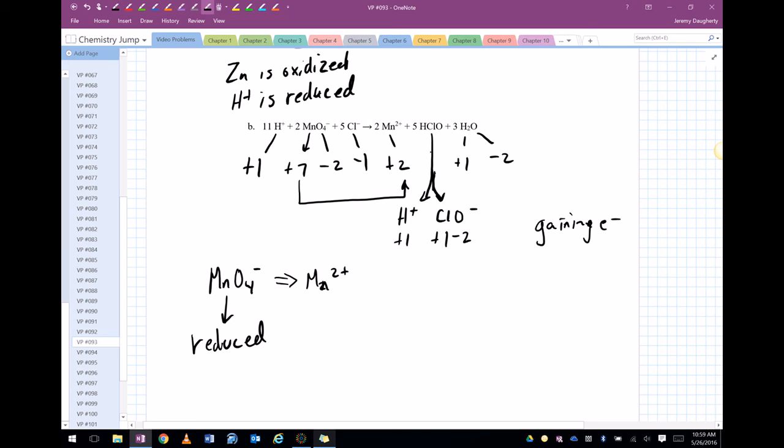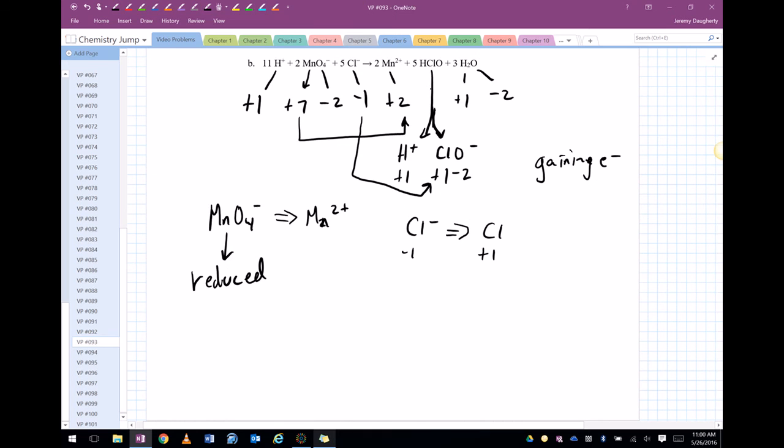Okay, see what else we have. Oxygen is -2 still. The chloride is -1. And here, so let me show you, -1. There, it's positive 1. So the chloride's going from -1 to positive 1. So how do you do that? Well, you can only do that by losing electrons, right? If it loses one electron, it becomes 0. Loses another electron, it becomes positive 1. So that must mean that the chloride is being oxidized.